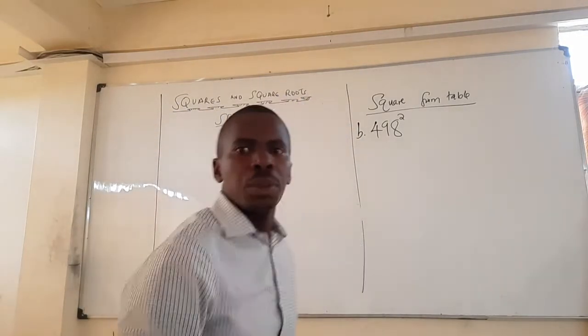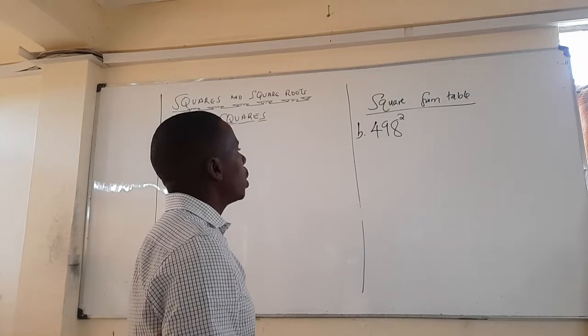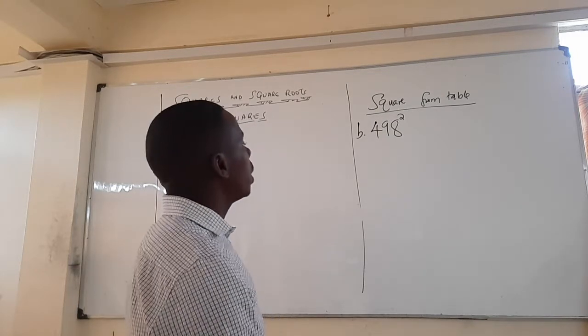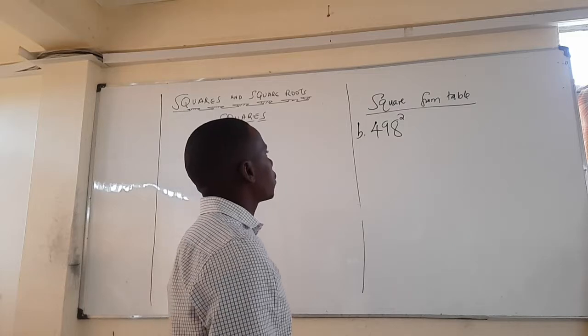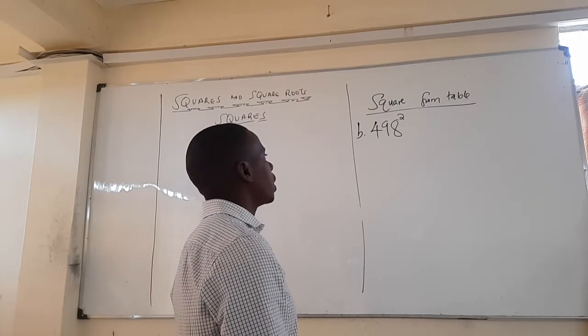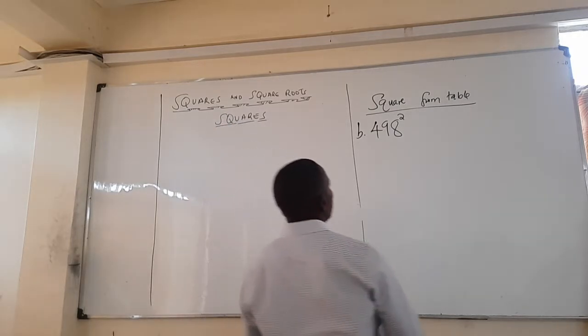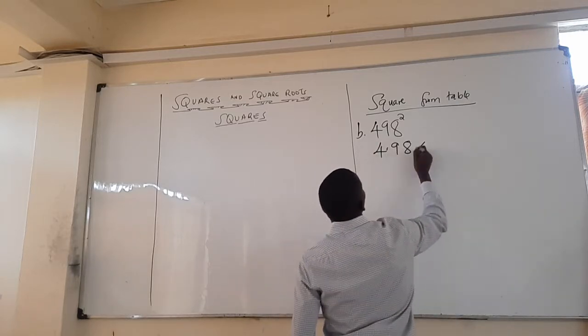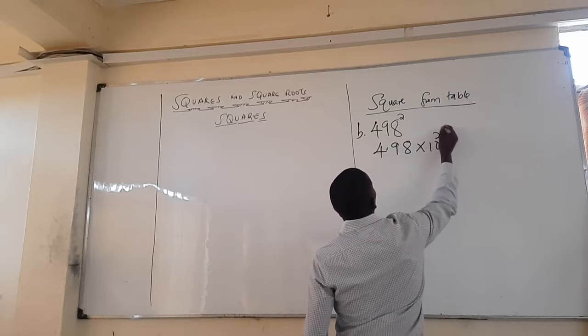So number B, we get the square of 498. This one is not in our range. Our range, of course, is from 1 to 10. So we write this number into standard form. We are going to have 4.98 times 10 power 2.